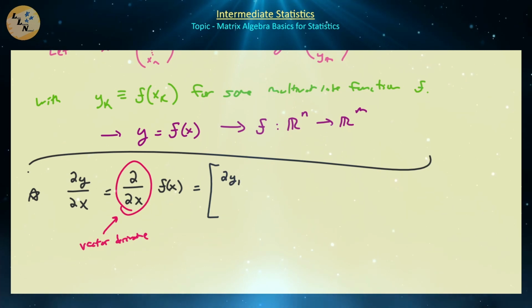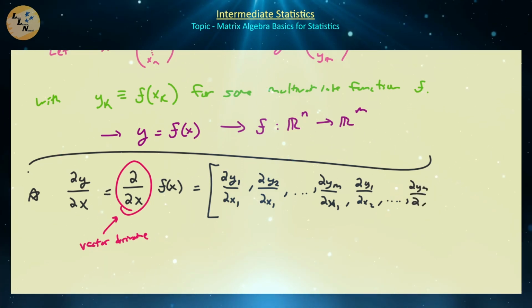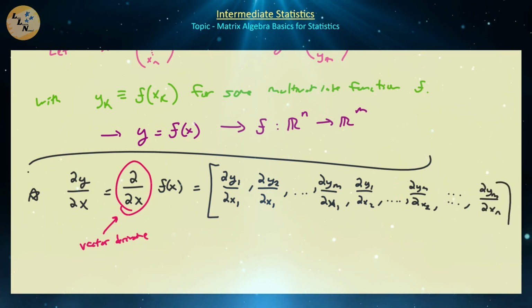So the partial derivative of y1 with respect to x1, then the partial derivative of y2 with respect to x1, all the way down to the partial derivative of ym with respect to x1. And then once we're done with the x1, we're going to switch to the x2. So we're going to do the partial derivative of y1 with respect to x2, all the way down to the partial derivative of ym with respect to x2, and then we're going to continue that all the way down to the partial derivative of ym with respect to xn. So that's a pretty long little vector, and in particular, that's a column vector, so I'm just going to write a little transpose above that to emphasize that.